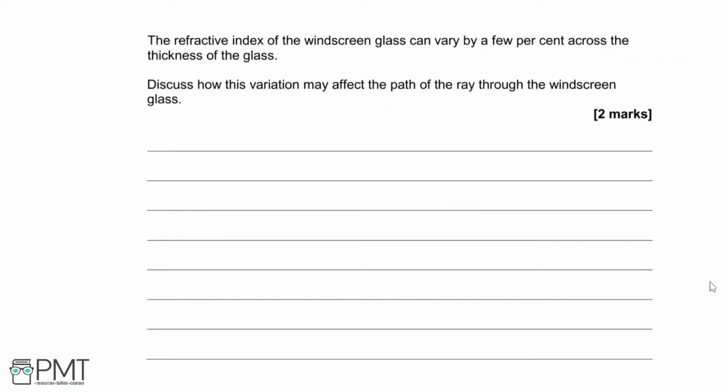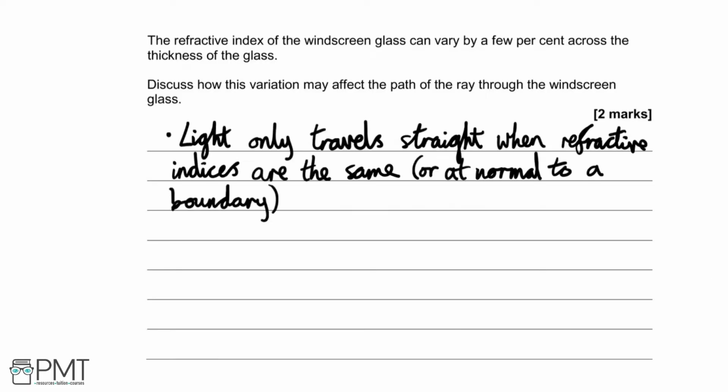The refractive index of the windscreen glass can vary by a few percent across the thickness of the glass. Discuss how this variation may affect the path of the ray through the windscreen glass. The first thing that we want to say, based on the calculations that we discussed just now, is that refractive index is everything here because it affects how light can bend. Anytime there's a variation in refractive index, there will be a distortion of the light. So let's write that down first of all. Now, I've included there 'or at normal to a boundary', because that's also a situation where it could carry on travelling through in a straight line, just like we saw at the very start of this question.